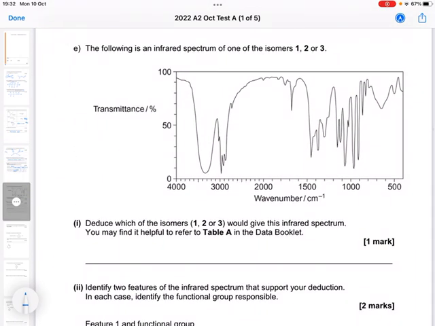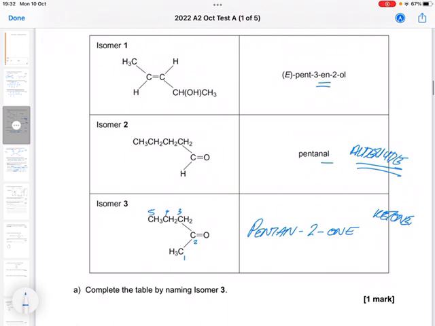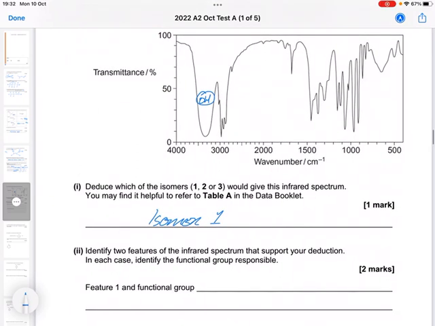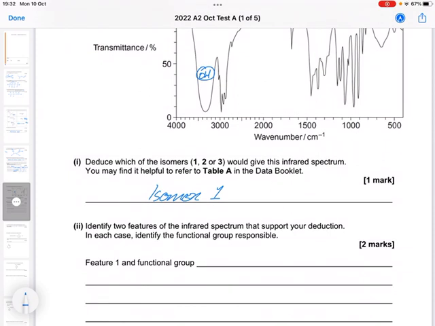Part E: the following is an infrared spectrum of one of the isomers, 1, 2, or 3. Deduce which of the isomers would give you this. You may find it helpful to refer to the data sheet. So this here is screaming at me that it is an OH. If I go back to my isomers, there's only one of those with an OH, and that is isomer 1. If you check the data sheet, you'll see that it's the OH absorption in an alcohol. So that means this is going to be isomer 1.